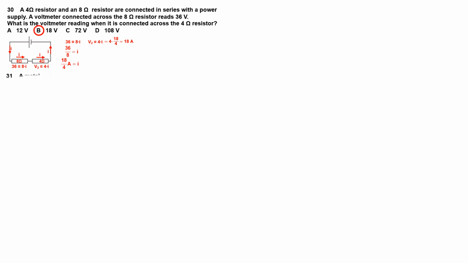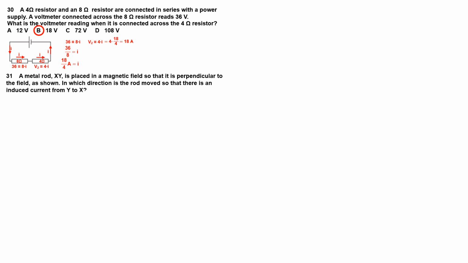Question 31. A metal rod is placed in a magnetic field so that it is perpendicular to the field as shown. In which direction is the rod moved so that there is an induced current from Y to X?